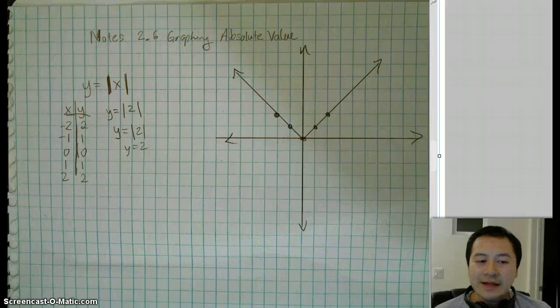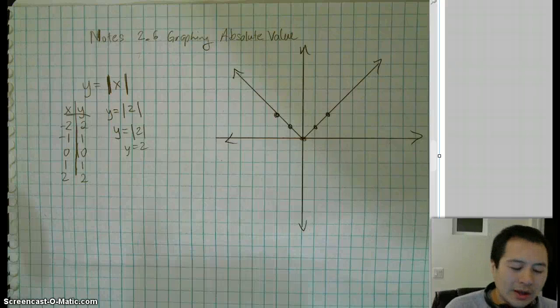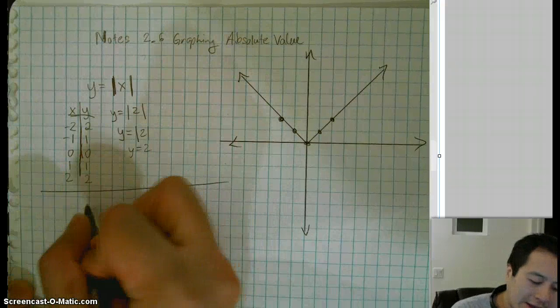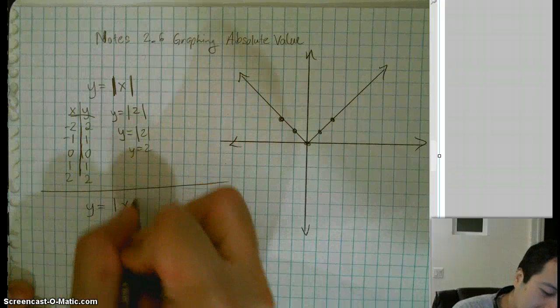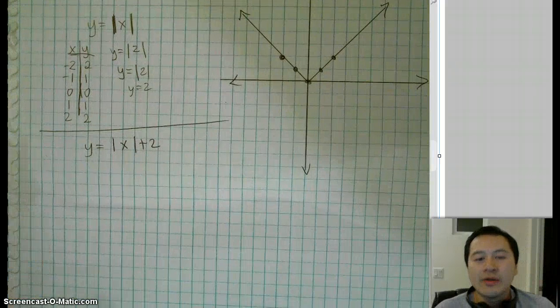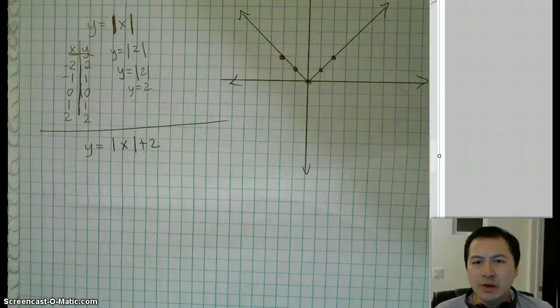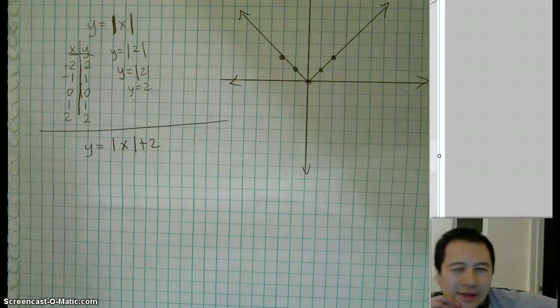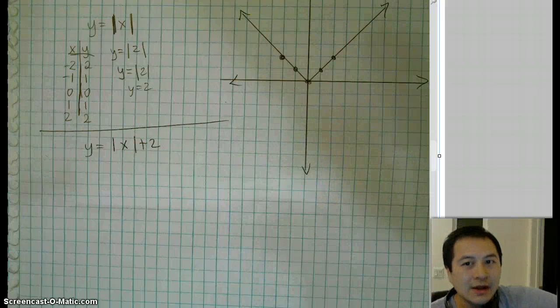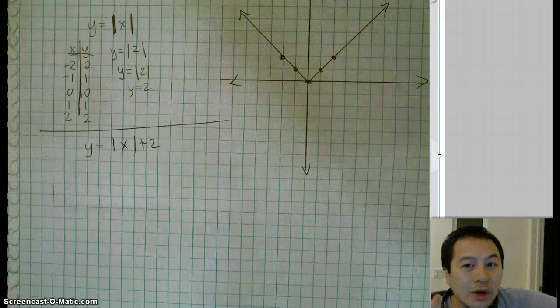Now let's add some numbers and see what numbers do. For example, what if I did this instead: y equals the absolute value of x plus 2? What if I added 2 on the outside? What would that do to the graph? Before you even start, what do you think it would do? Will it move it? Will it make it smaller, thinner? Will it move it left, right, up or down? What do you think, real fast?